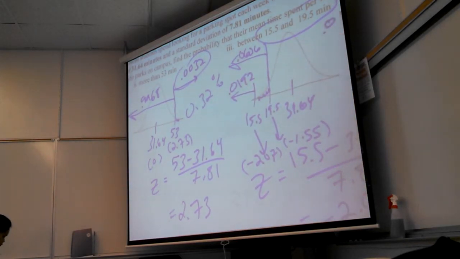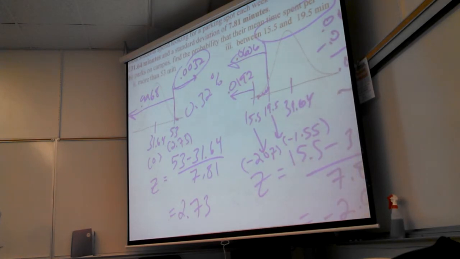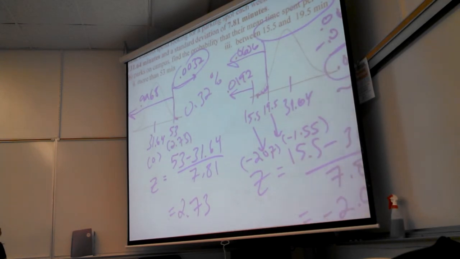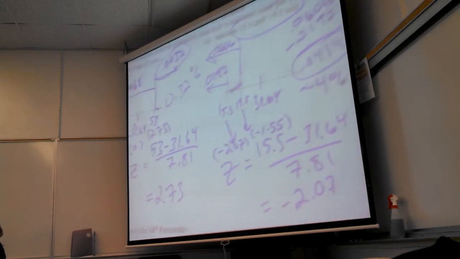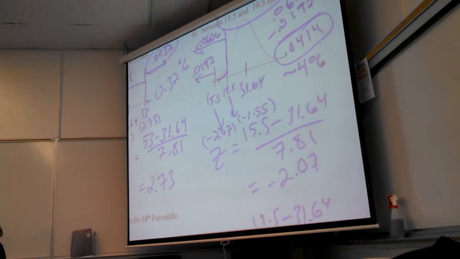So 0.0606 minus 0.0192 gives you what now? 0.0414. So about a 4% chance almost. About a 4% chance that it would take between those two that many minutes.